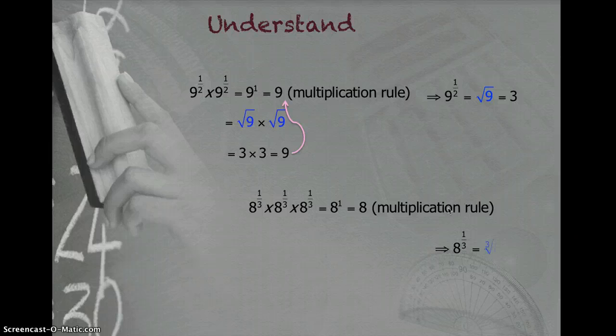We can also write 8 raised to 1/3 as the cube root of 8, which is 2. That means that if you multiply 2 by itself 3 times, you will get 8. So rewriting this, 8 to the 1/3 times 8 to the 1/3 times 8 to the 1/3 is the same as cube root of 8 times cube root of 8 times cube root of 8, which gives you 2 times 2 times 2 equals 8. You will see that you get the same answer as what you have on top.